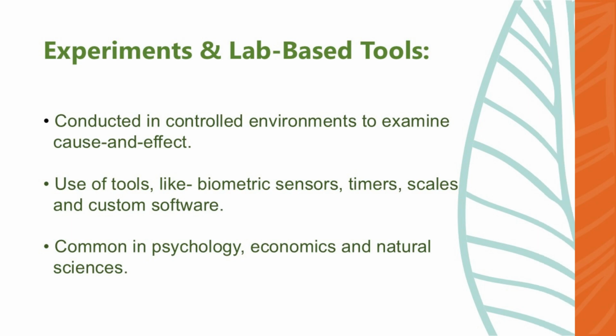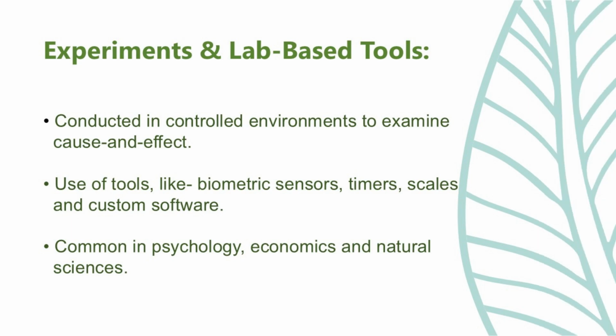If we proceed to the part of experiments and lab-based tools, experiments are designed to test cause and effect relationships. In an experimental setup, researchers manipulate one variable and observe its impact on another, often in a controlled environment. Tools may include lab equipment, sensors, software, or even mobile apps. These methods are common in psychology, economics, and health sciences. They provide high levels of control and accuracy, but they also require careful planning. So these were the experiments and lab-based tools part.